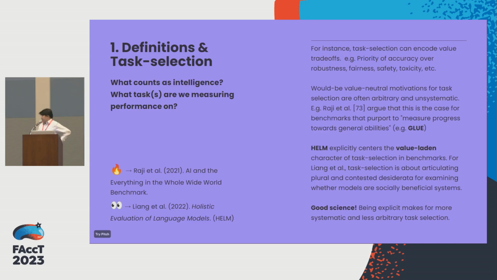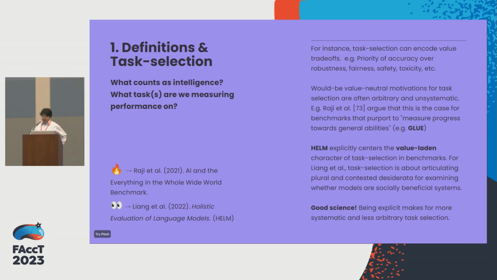And we agree with that, and we build on that by arguing that there's no such thing as a value-neutral selection of a group of tasks to serve as a general benchmark. And there are some newer benchmarks now that try and incorporate that insight. So there's a recent preprint benchmark called HELM, which tries to center the value-laden character of task selection by allowing you to choose different tasks and different metrics based on your values and your desiderata.